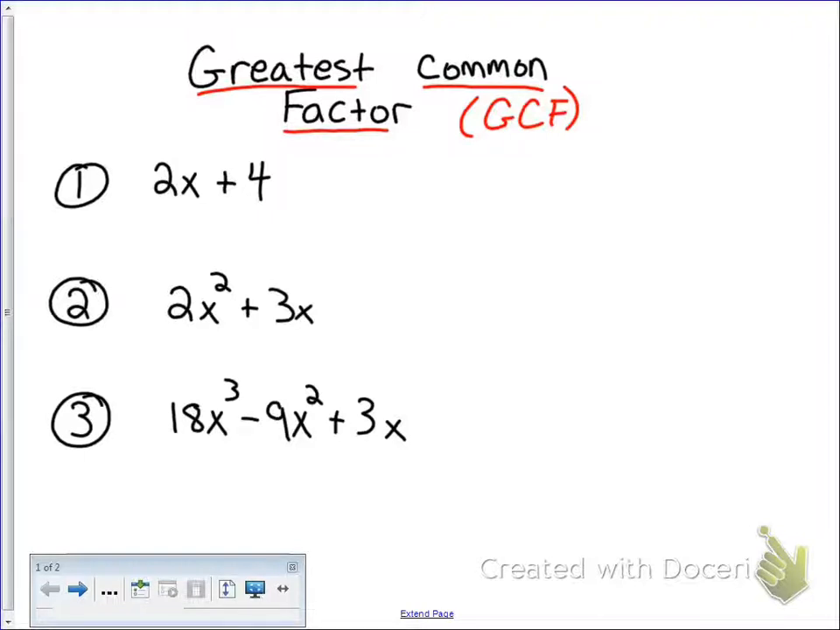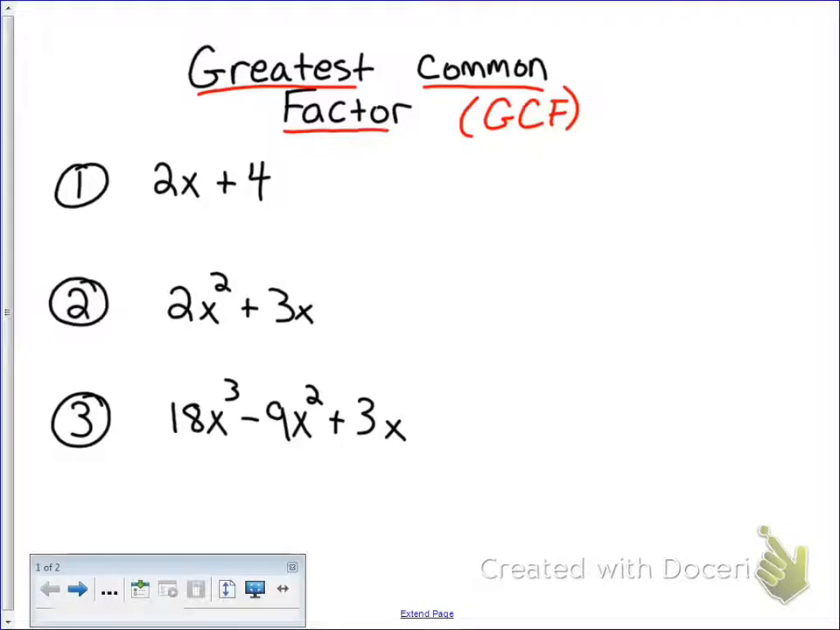It's a way of simplifying an expression or of factoring it, which is why we call it the greatest common factor. So let's look at a really easy one. Let's look at number 1. You see that we have the expression 2x plus 4. So I want you to look at that expression and see if you can determine if any of those numbers can be divided by the same thing. So can we divide 2 and 4 by the same number? And the answer is yes. Both of those numbers are divisible by 2.